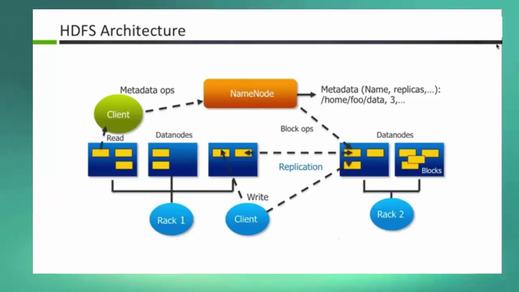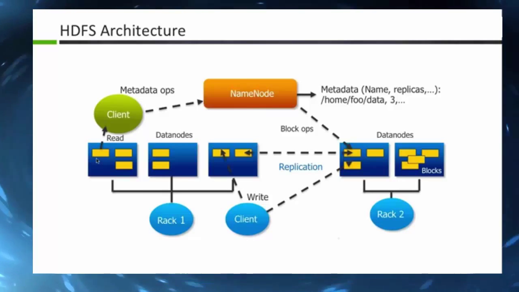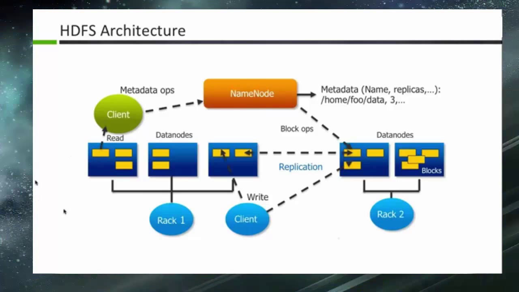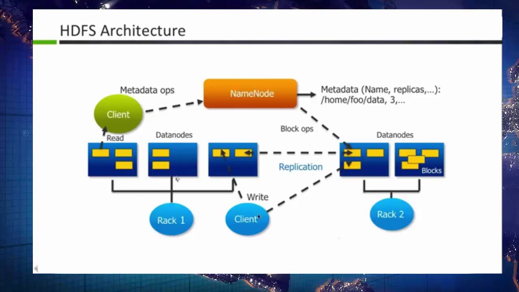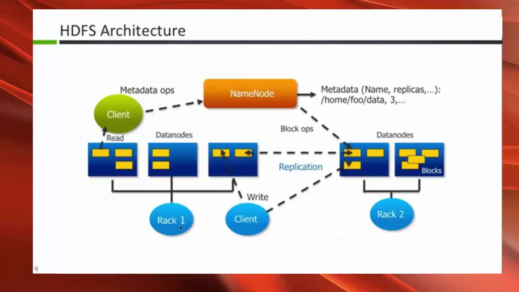Coming back to that, what is a rack? A rack is a physical collection of machines, these data nodes. There could be 20, 40 machines in a rack, and that is where these data nodes are stored. Rack 1 and rack 2 can be geographically separated. One can be in the US, the other in Australia, or in India, wherever.